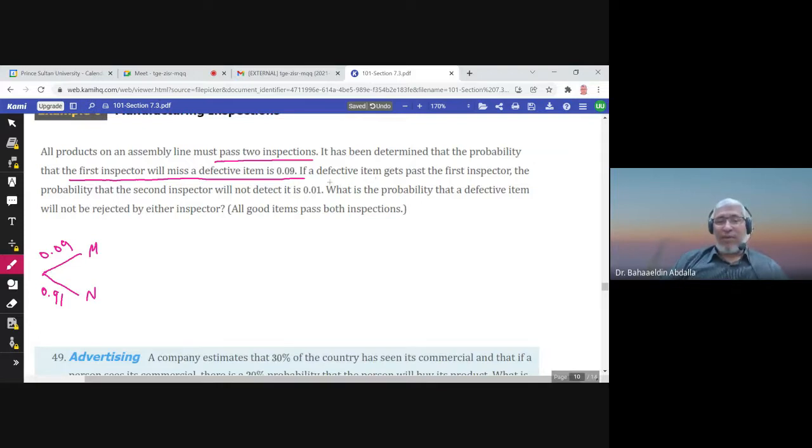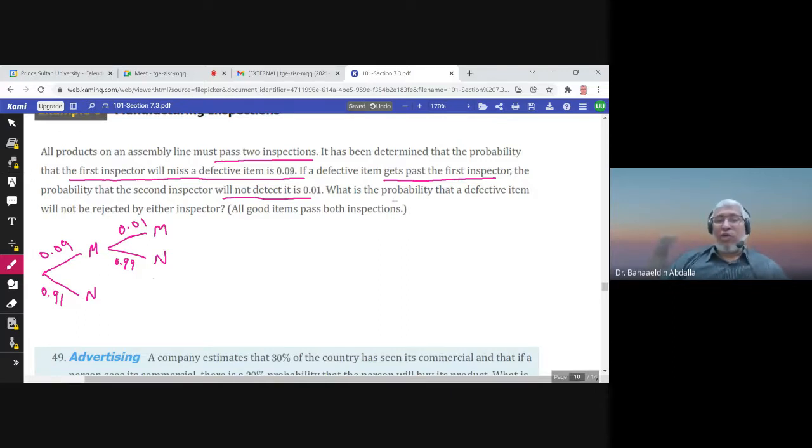Now what would happen? If a defective item gets past the first inspector, there will be a second inspector. And there is a probability that the second inspector misses or does not miss. The probability that the second inspector will not detect it, so missing, is 0.01, and 0.99 he is not going to miss.